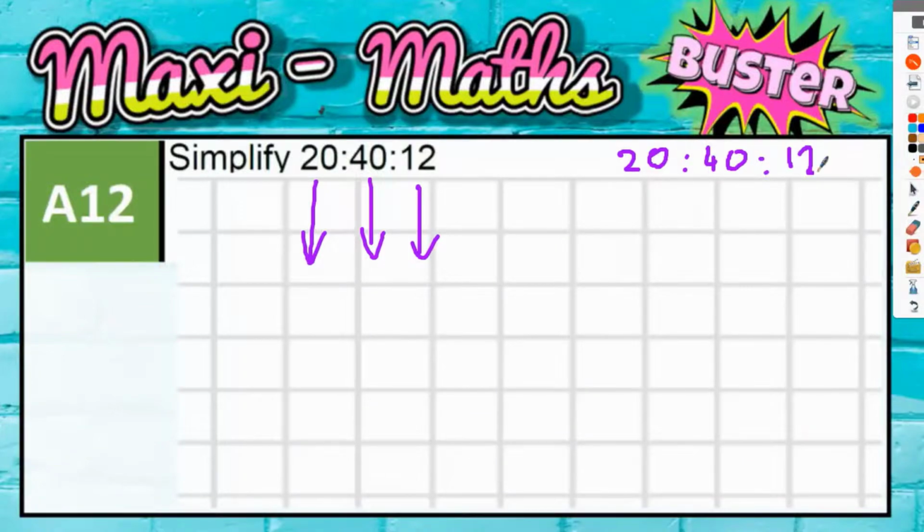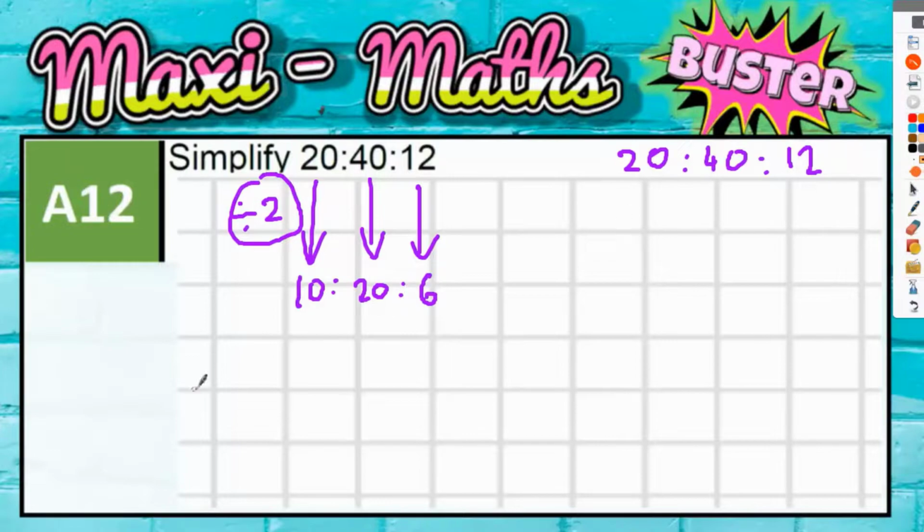Now, let's say some of you would spot that you can divide all of these by 2 because they're all even numbers. So put a little divide by 2 at the side there. 20 divided by 2 is 10. 40 divided by 2 is 20. 12 divided by 2 is 6. Now, if you left your answer like that, you wouldn't necessarily get the marks because you've not fully simplified it.